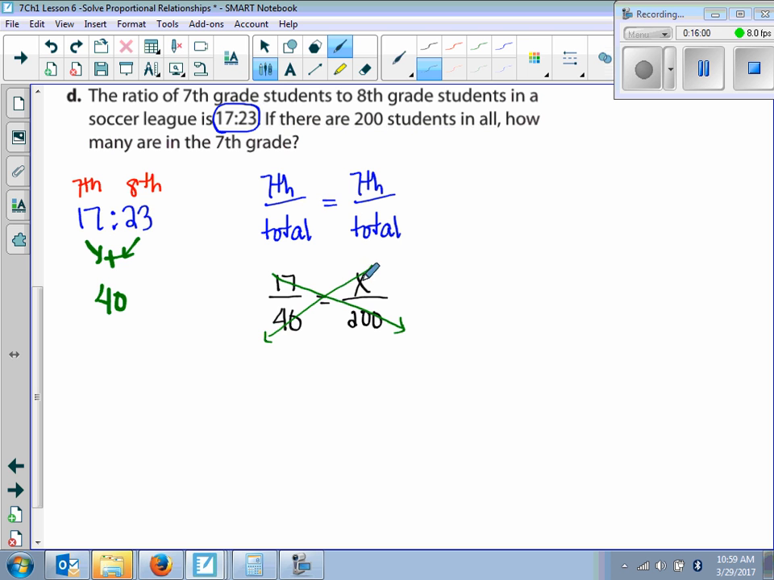So on one side, x times 40 is 40x. And then we have 17 times 200, which is? Good, 3,400. And now, how do I get the x by itself? Perfect. On both sides. Very good. Now, those 40s will cancel, and x is now by itself. So how many 7th grade students are there if there are 200 in all? 85. Very good. So there's 85 7th graders.